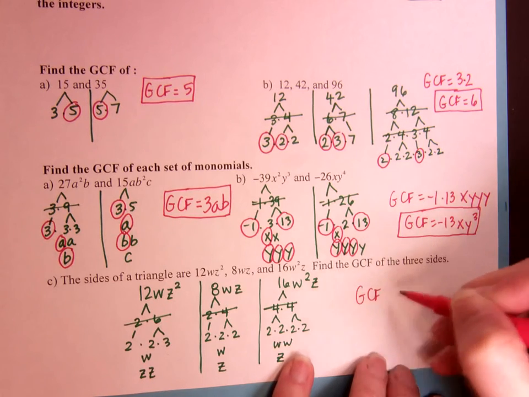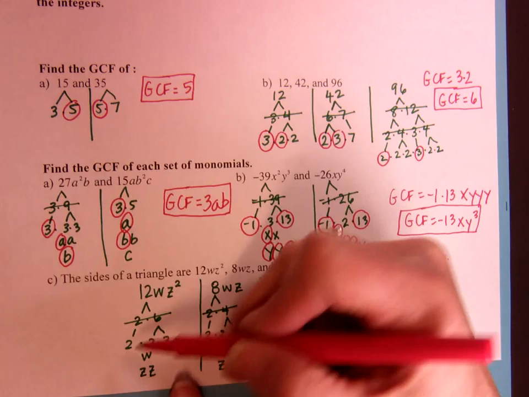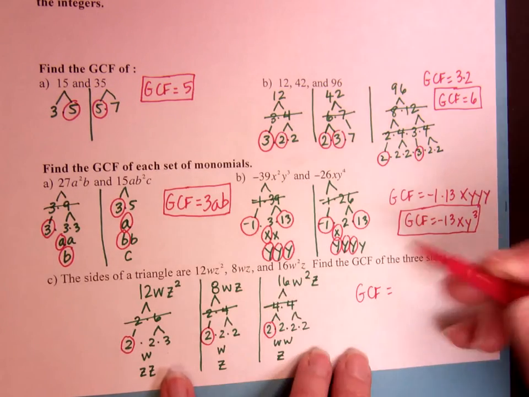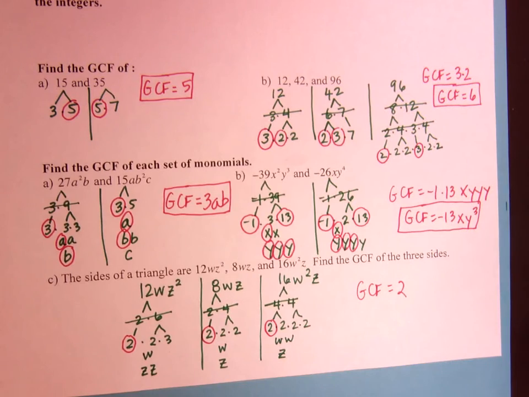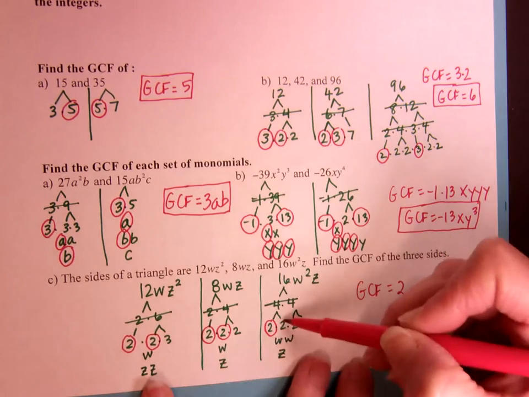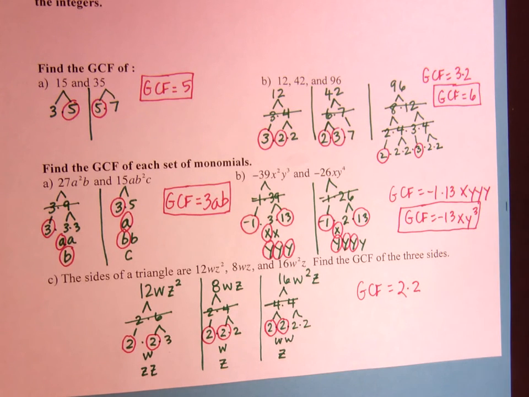Remember, when you find something, you write it over here in the GCF. Do they each have a 2? Yes. So we circle the 2's and we write a 2. Do they have another 2? Yes. So we circle the 2 and we add another 2 there. Do they have a 3? No, because they would all have to have a 3.